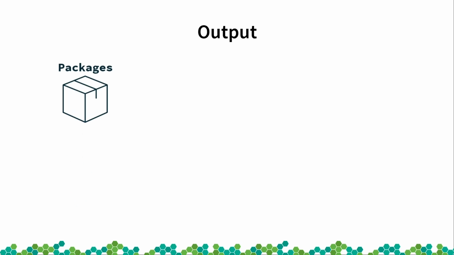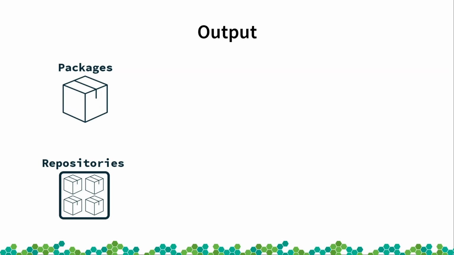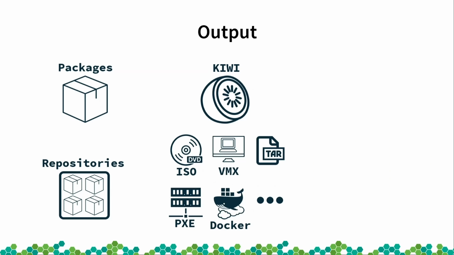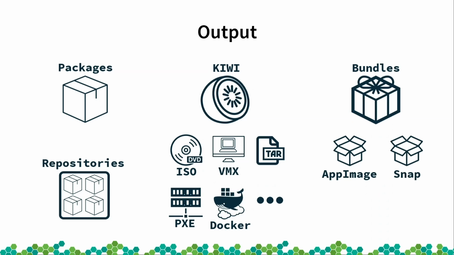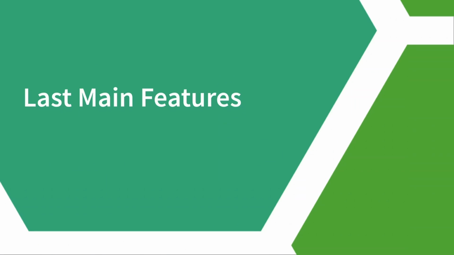The output, we have packages, repositories, and also KIWI. KIWI, of course, provide us most of them like ISO, virtual machines, Dockers. And we also provide bundles like app image and snap. So the last main feature we pass to Moises.